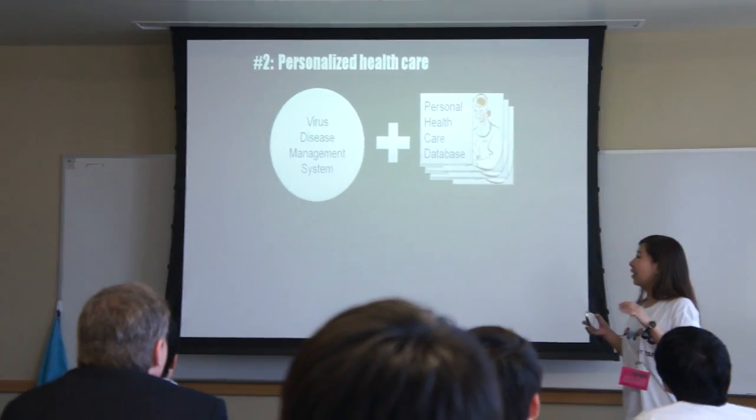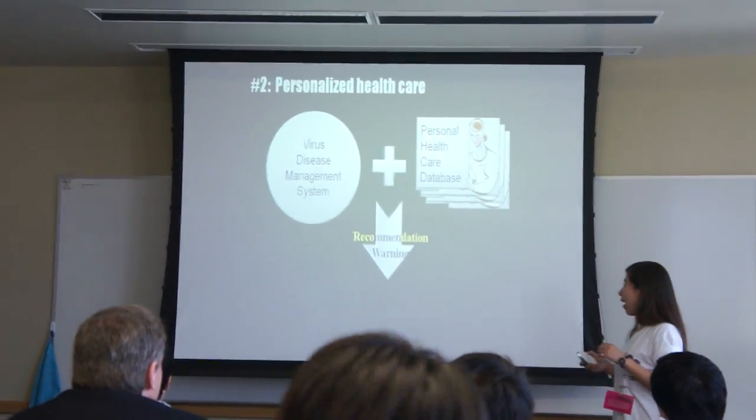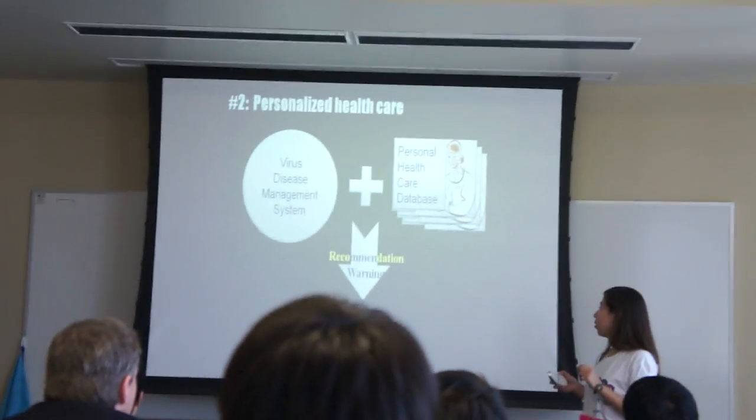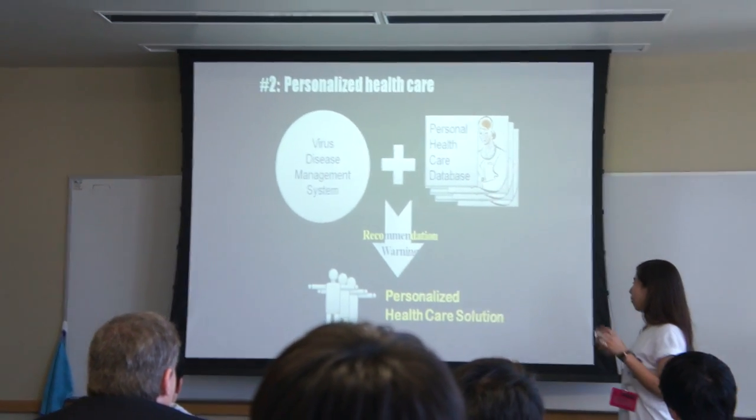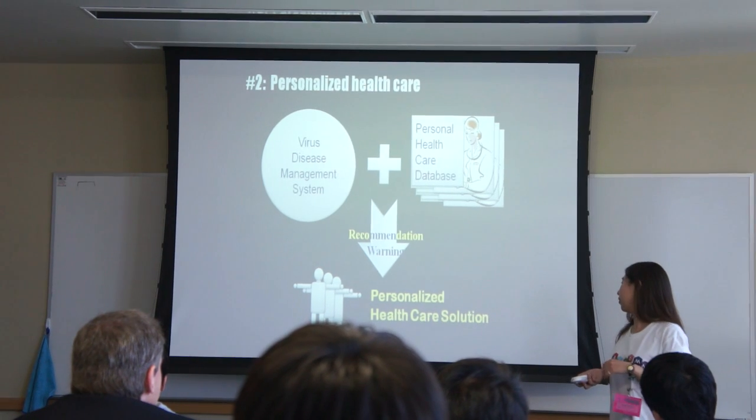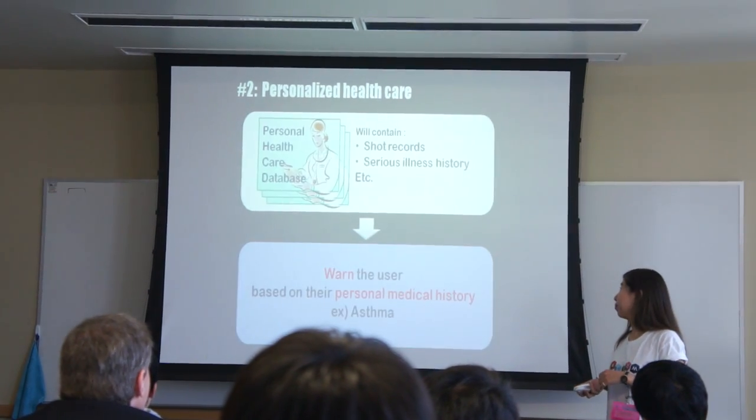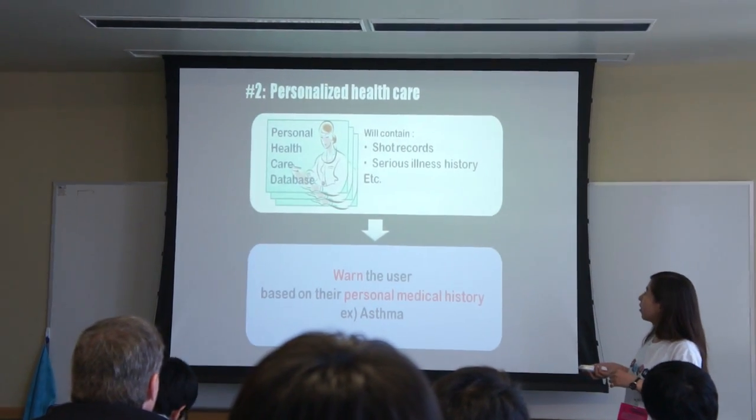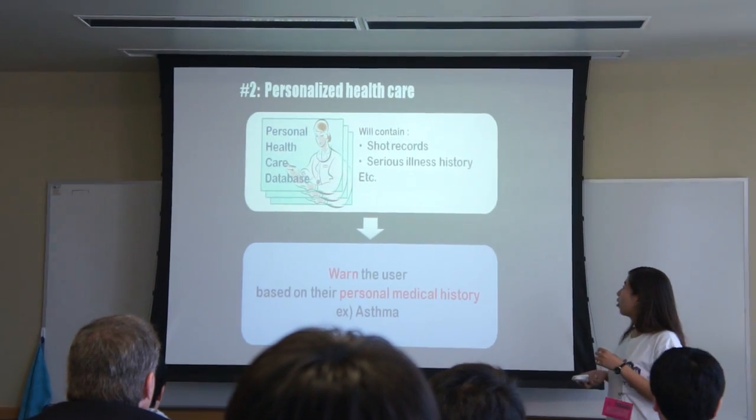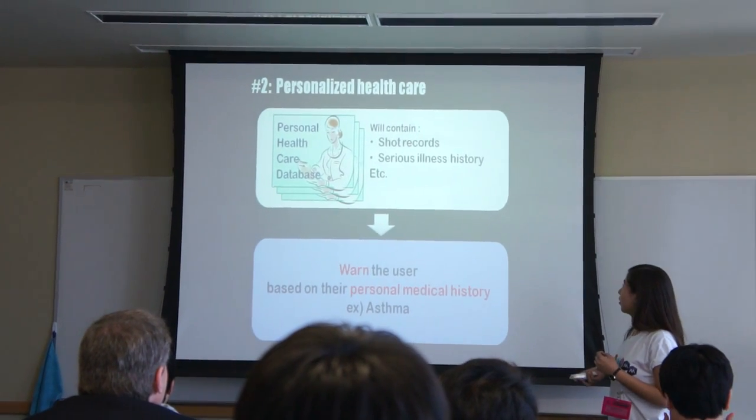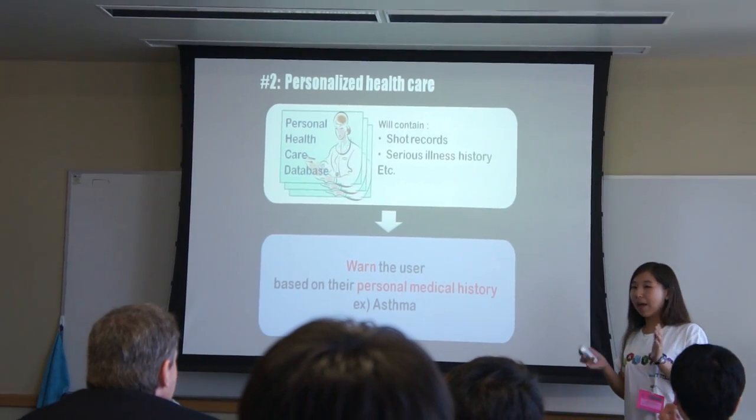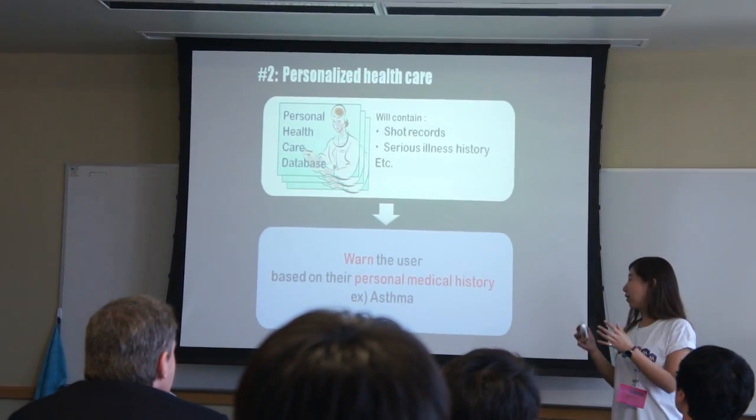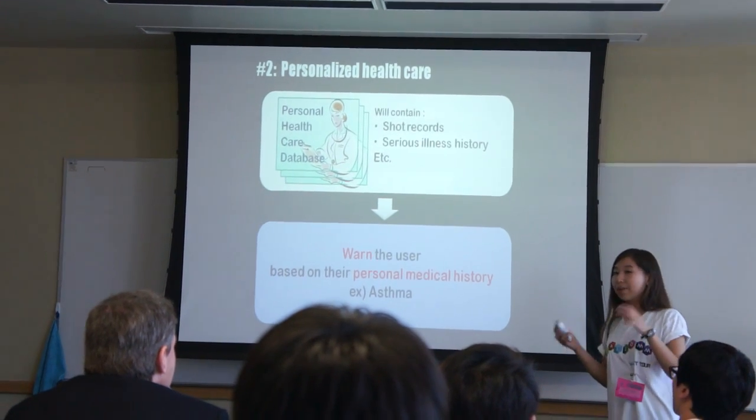Personal silent and running. So that can make a personalized healthcare solution. A personal healthcare database might have chart records or serious illness history. So based on the person's medical history, we can give a specific warning or recommendation.